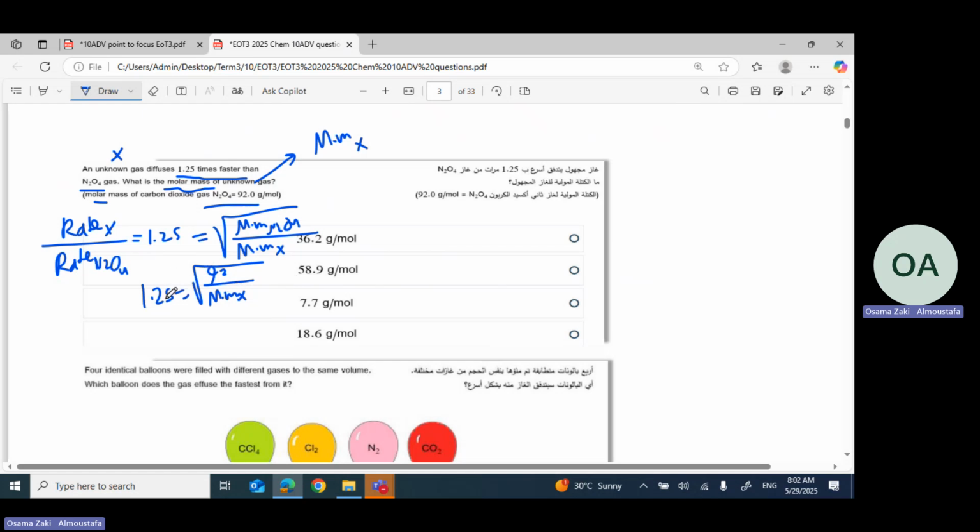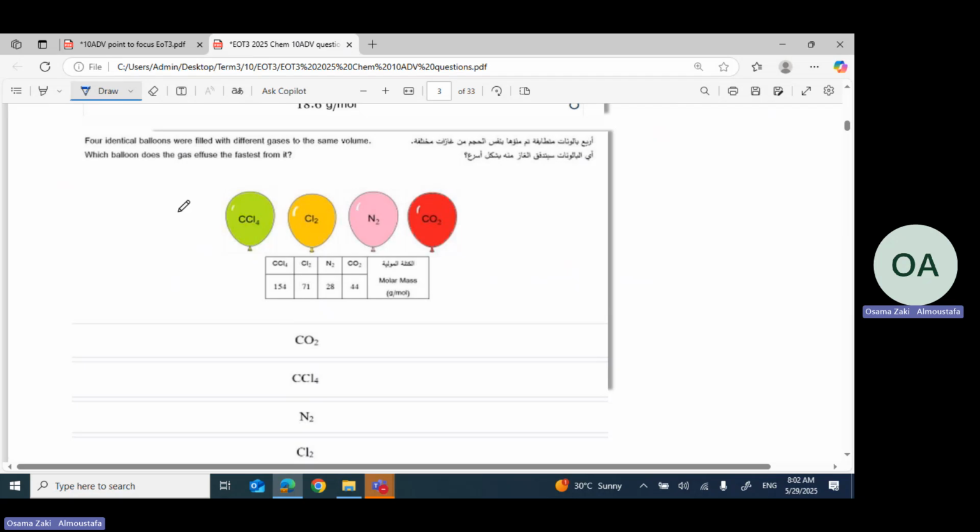Okay, so square both sides, then you can cross multiply them, then you can solve it. Okay, so this is math. Or you can use your calculator using the shift solve method. Okay, so you can find the molar mass. The molar mass here is this one.